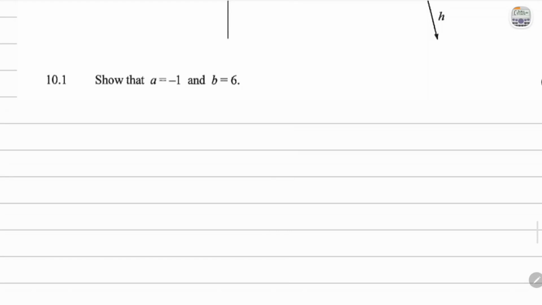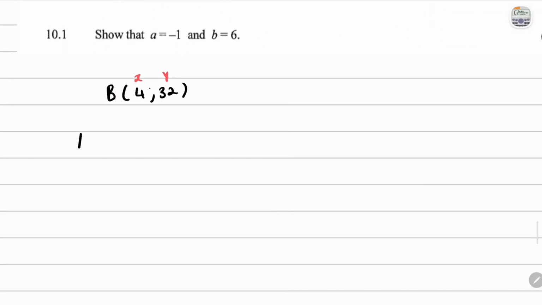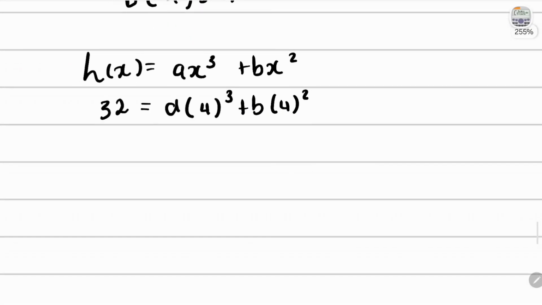It can first be used as a point and then as a turning point. So using that as a point, 4 and 32, we will simply take this, and in place of x and y in our equation, we will substitute that point. Okay, so we know that h of x equals ax cubed plus bx squared. And so in place of h of x, you can just straight away say 32 as the y value. And we're saying a multiplied by 4 all cubed plus b times 4 all squared. And then find out what this will be.